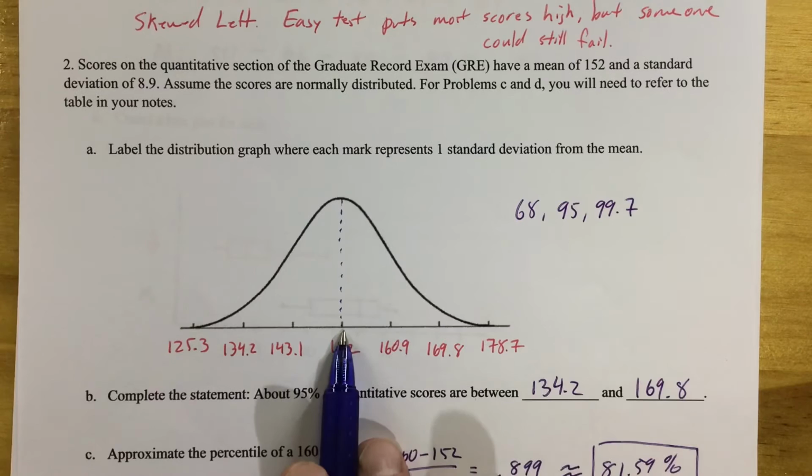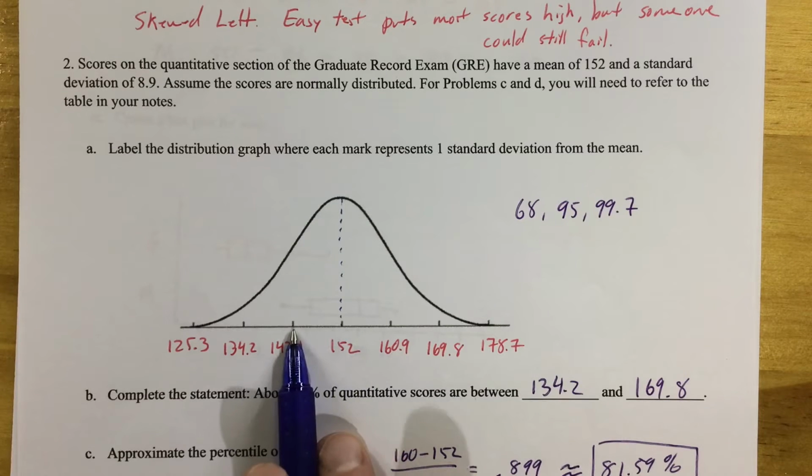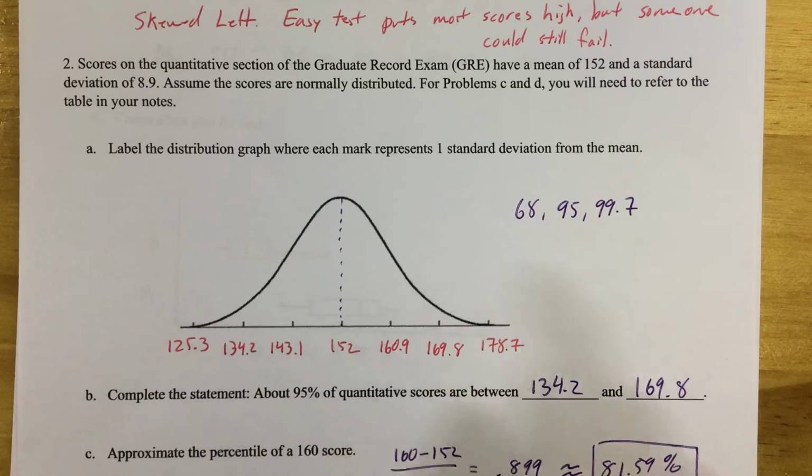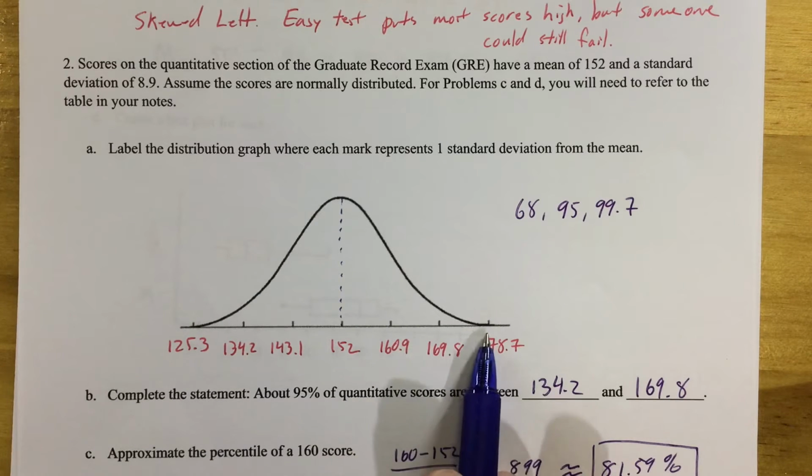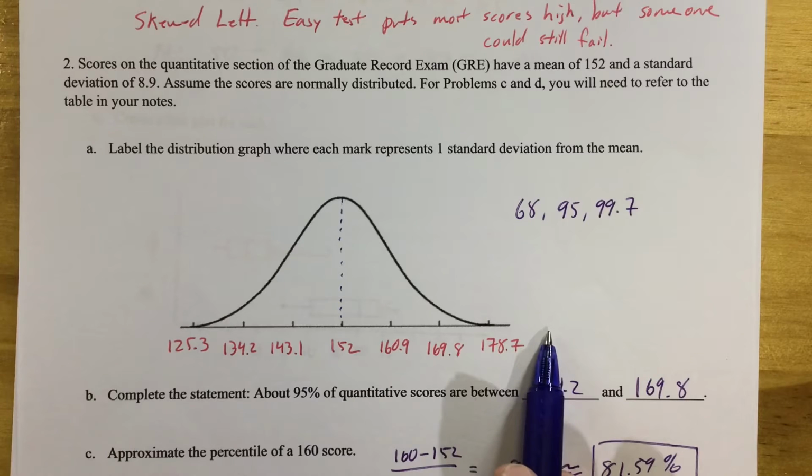You can also subtract the 8.9 to get the 143.1, and that gives you one standard deviation in the lower direction. You continue to do that all the way out, a total of 3 times. You go out to 3 standard deviations. You can technically go out further. You could do more, but there really isn't a lot of value to that.